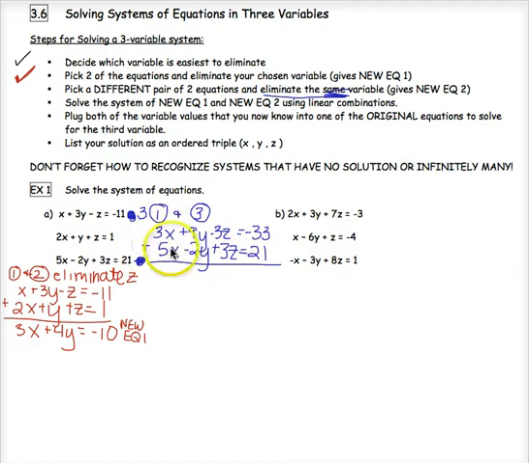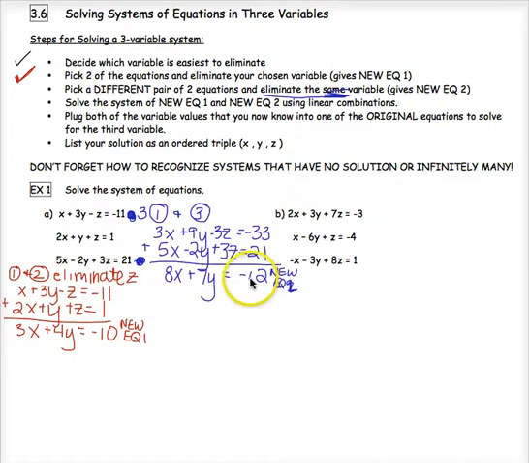When I add them, 3x plus 5x is 8x. 9y minus 2y is 7y. My z's cancel out. Negative 33 plus 21 is negative 12. This, as it says up here, gives you what we're going to call new equation 2. Again, you don't have to label these. If your work is neat and organized and you know you're going to be able to find it later, that's fine. Oops, and I just labeled that new equation 1 when really it's new equation 2.